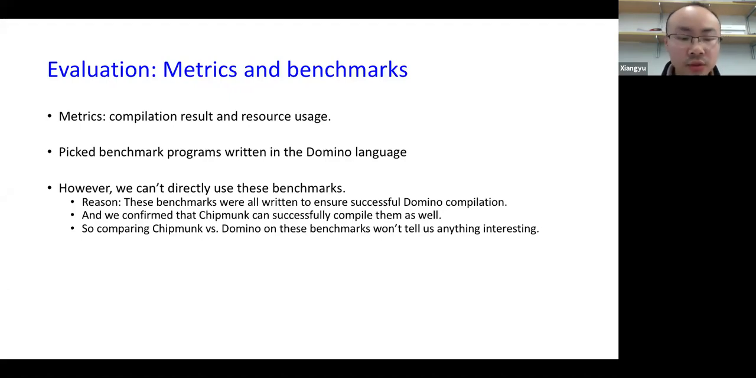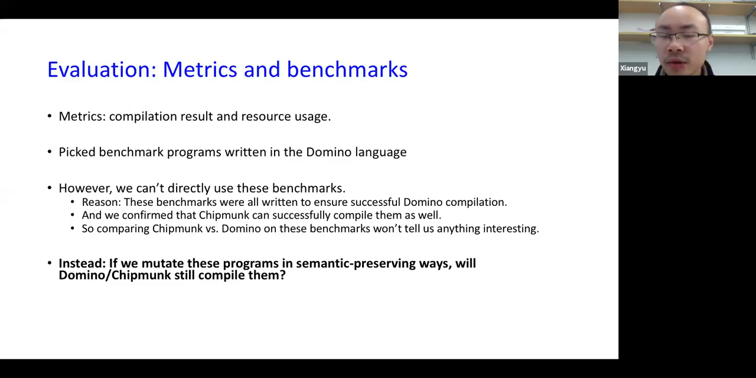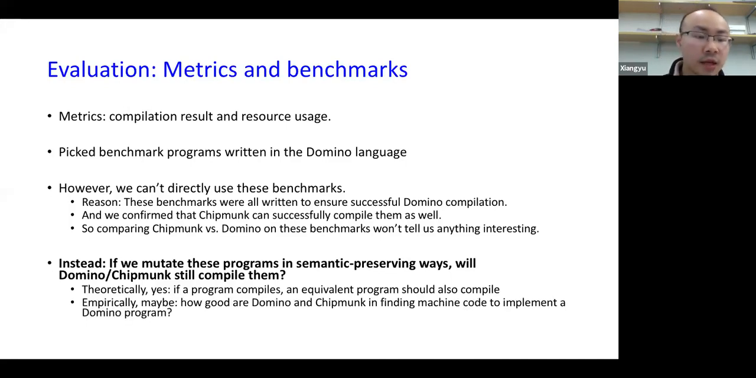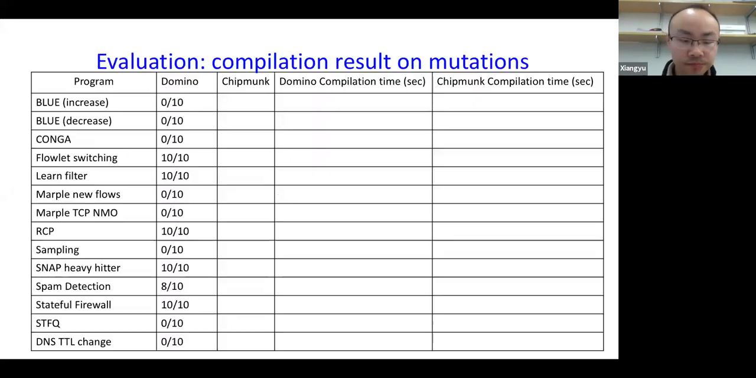So we asked this question: if we mutate these programs in semantically preserving ways, like what I showed before, will Domino and Chipmunk still successfully compile them? Theoretically, the answer is yes, because if one program gets compiled, the semantically equivalent mutation should also get the same result. But empirically, it totally depends on how good Domino and Chipmunk are at finding the machine code to implement a particular high-level packet processing program within a limited period of time. So let's see how Domino and Chipmunk perform on these programs.